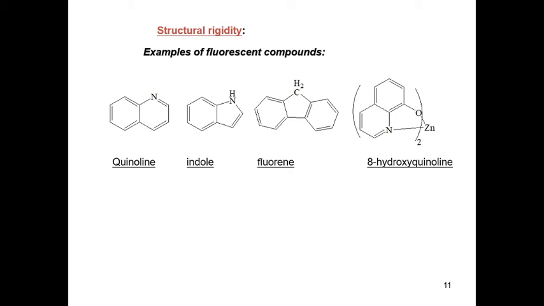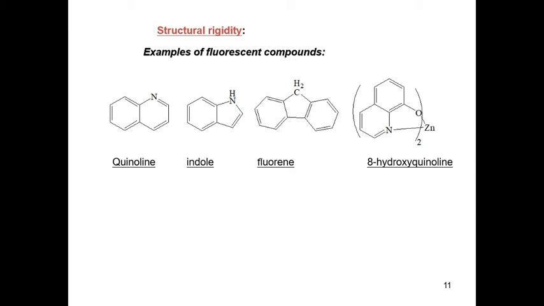For example, quinoline, which is a benz-fused pyridine system, and indole, which is a benz-fused pyrrole system. There is a fluorene system, with two benzene systems attached to a cyclopentane system. These structures are highly rigid. Increase in the structural rigidity increases the fluorescence. This is because the concept of rigidity is used to explain the increase of fluorescence, because once there is a chelating agent, the fluorescence intensity always increases.